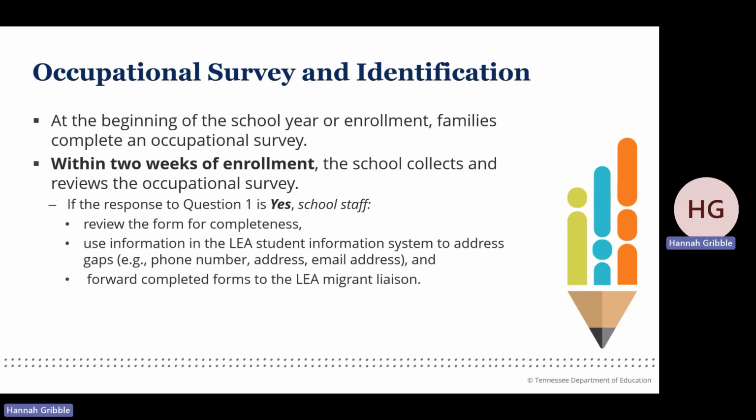At the beginning of the school year or upon enrollment, families complete an occupational survey. Within 2 weeks of enrollment, the school collects and reviews the occupational survey. If the response to question 1 is yes, school staff review the form for completeness, use information in the LEA Student Information System to address gaps like phone number, address, or email address, and forward completed forms to the LEA Migrant Liaison.